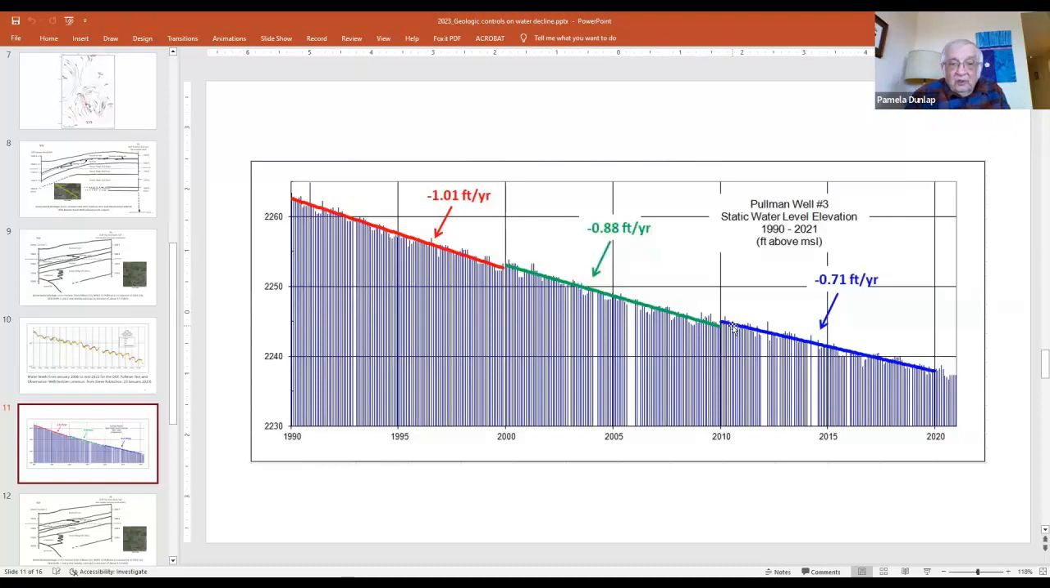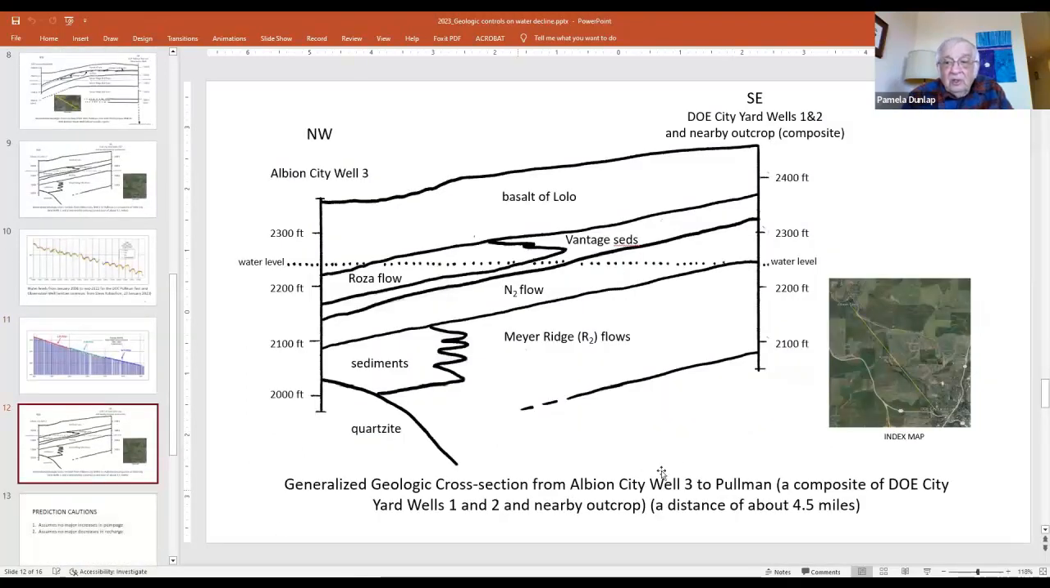I still think it just seems so systematic that there's another control, and that is the control over in the Pullman area, where we have this cross section, and this area here on this map between Pullman and Albion is an area where the discharge is being controlled, and it's slowing down the water movement, and it's also slowing down the amount of water decline. Just something for you to think about in the future.